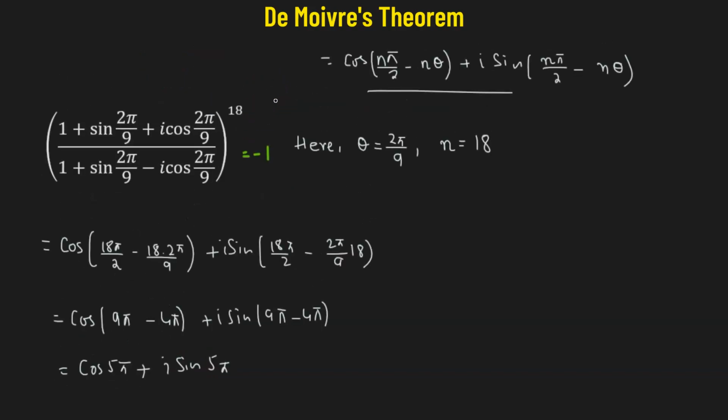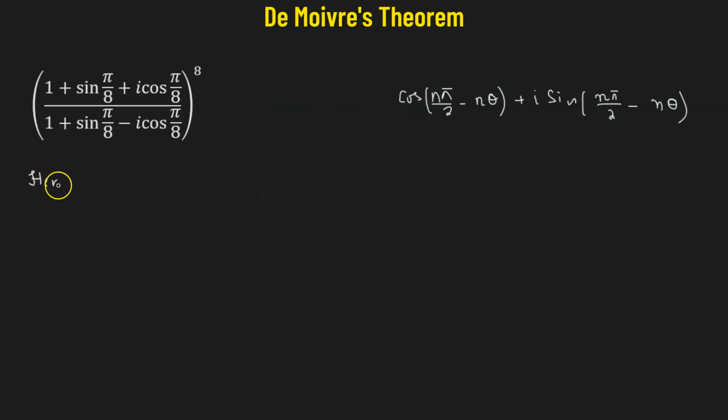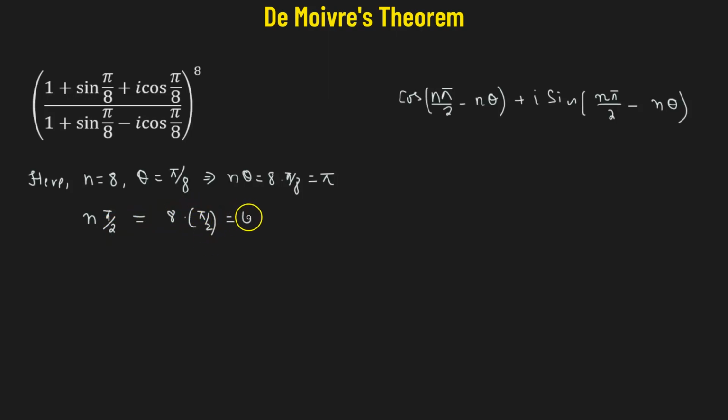Now let's go to the other expression. Here we have our n value, that's equal to 8, and our theta value is pi over 8. This implies that n times theta, so this will be 8 multiplied to pi over 8, which is simply equal to pi. And the value of n pi over 2 will be equal to 8 multiplied to pi over 2, which is equal to 4 pi. That means n pi over 2 minus n theta will be equal to 4 pi minus pi, which is equal to 3 pi.